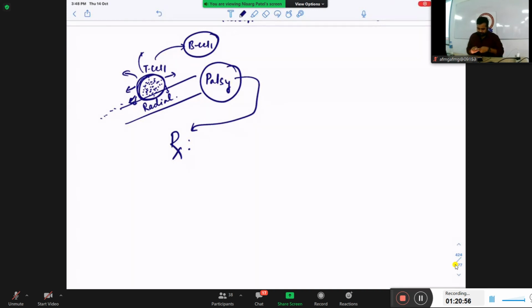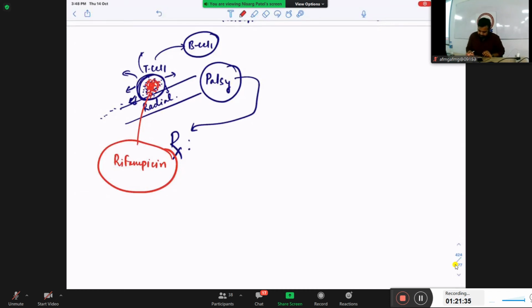Similarly, what happened when this patient came to me? I diagnosed this person as a doctor, and I gave a drug, rifampicin. What is the function of rifampicin? To kill the mycobacterium. So my drug got inside this granuloma and killed this bacteria. But the T cell doesn't know that the drug is working. What is the T cell thinking? That it killed them.